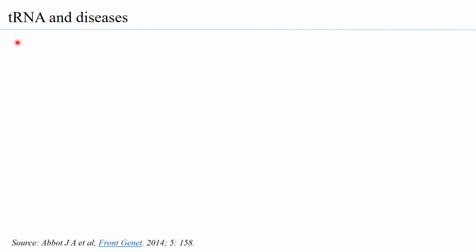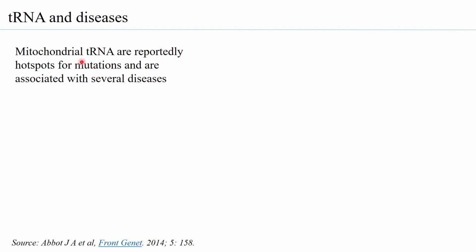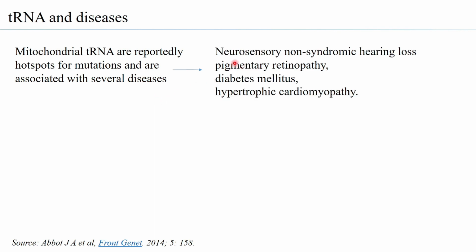And therefore, tRNA has been associated with several diseases. Mitochondrial tRNA has been found to be a hotspot for a lot of mutations, and these mutations in the mitochondrial tRNA have been associated with several diseases, like, for example, very specifically in hearing loss. So they affect very specific tissue types or cell types. Or it can lead to pigmentary retinopathy or diabetes mellitus or cardiomyopathy.